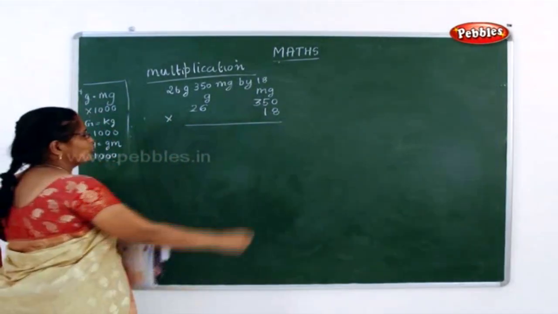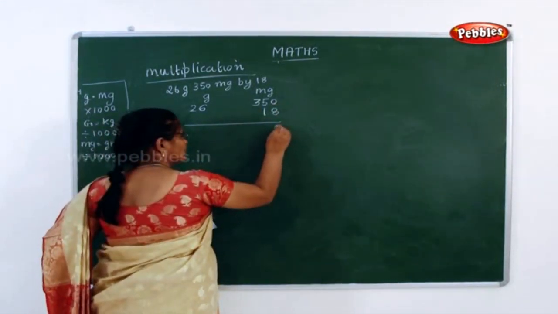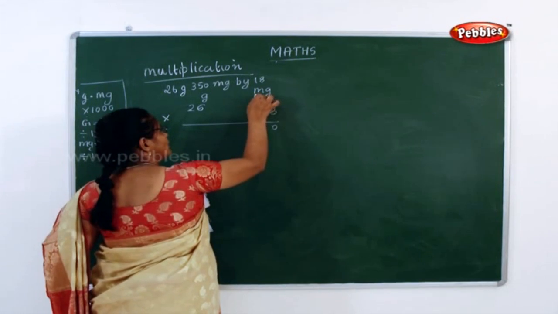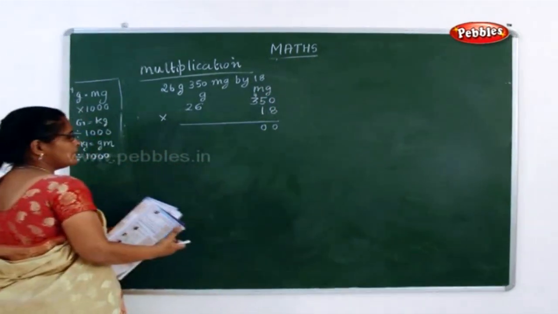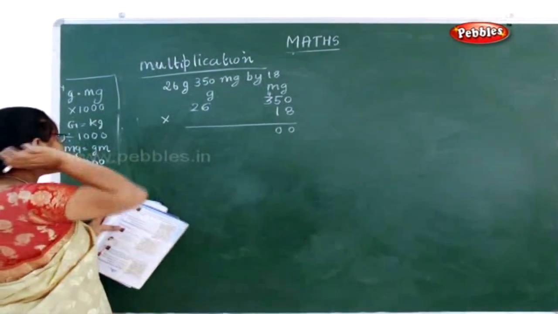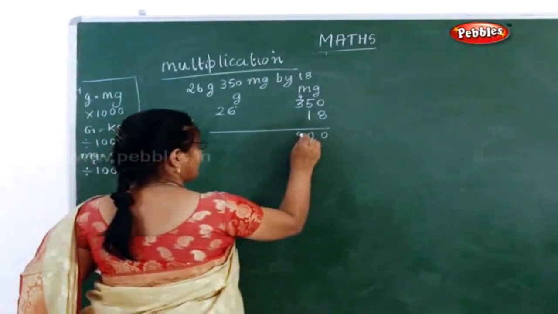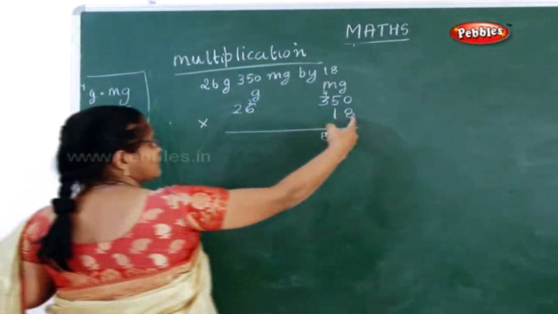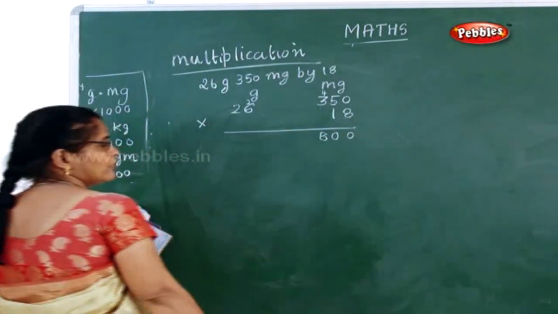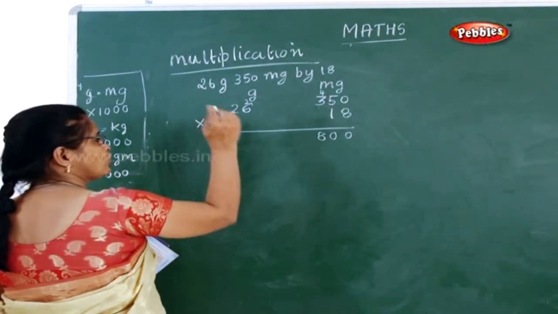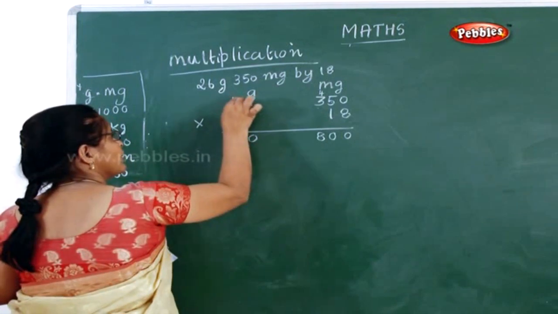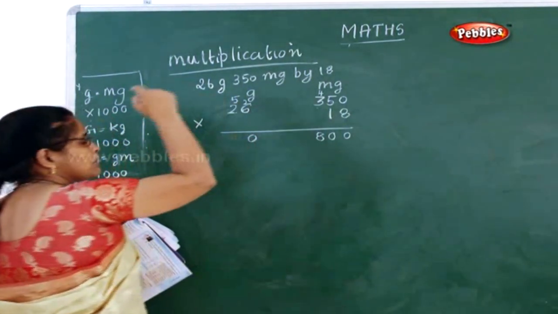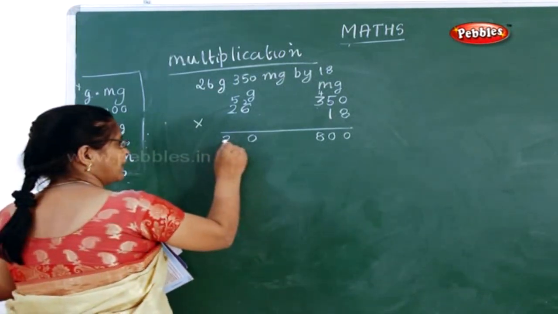Now always what you have to do? 0 8s are 0, 5 8s are 40, here 4. What is 3 8s are? 24. 24 plus 4, 28. This 2 you are bringing it here. 6 8s are 48. 48 plus 2, 50. Now 5 here. 2 8s are 16. 16 plus 5, 21.